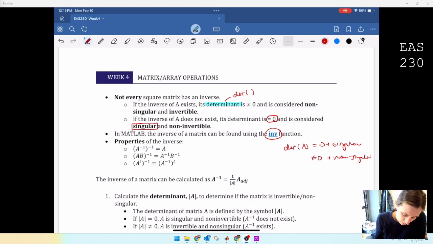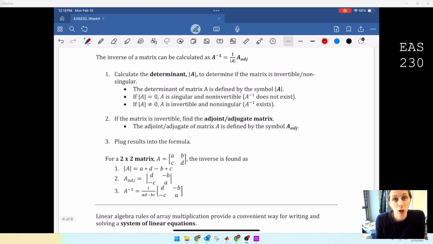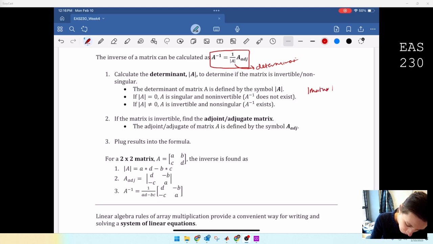And here's some properties. If you have to calculate it by hand, here's our equation. A inverse equals 1 over the determinant of A. This notation here is determinant. You might think, oh, that's absolute value. It's not. If you have this matrix, then it's determinant. So it means determinant. So 1 over the determinant of our matrix times A adjoint.